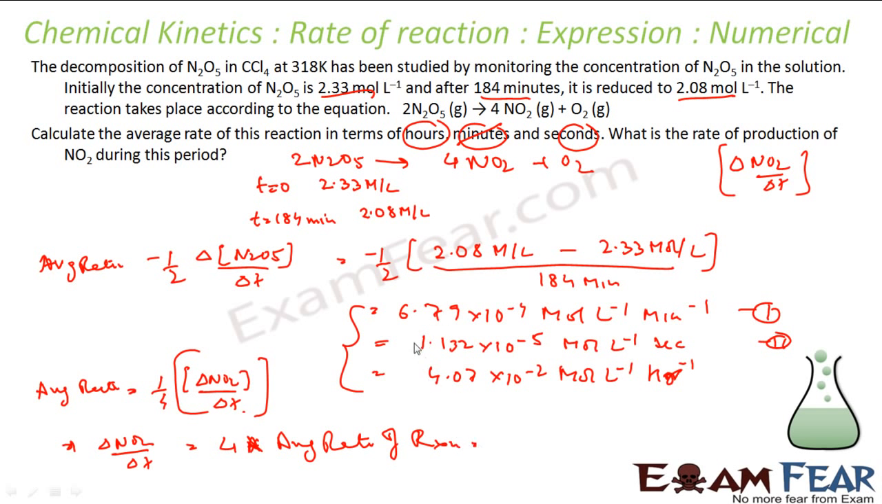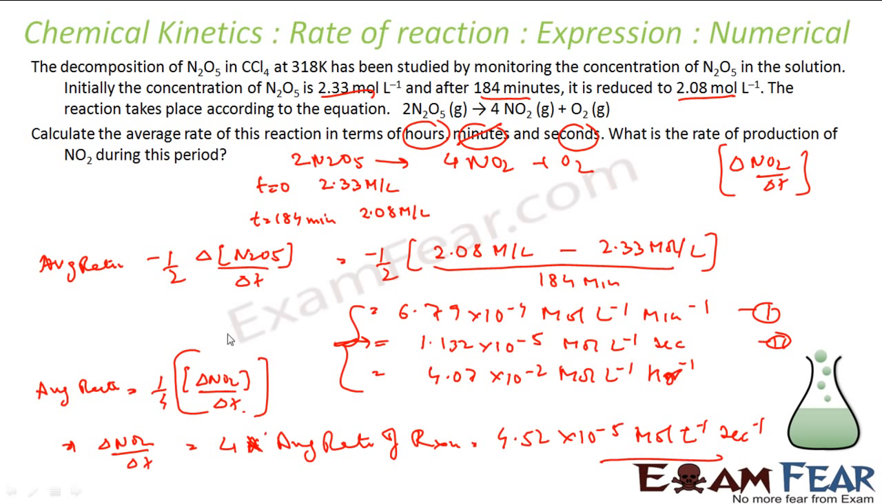If you want in seconds, let's take this value, the second one. 4 into 1.132 into 10 to the power minus 5, nothing but 4.52 into 10 to the power minus 5, and unit will be same, that is moles per liter per second. Pretty easy.